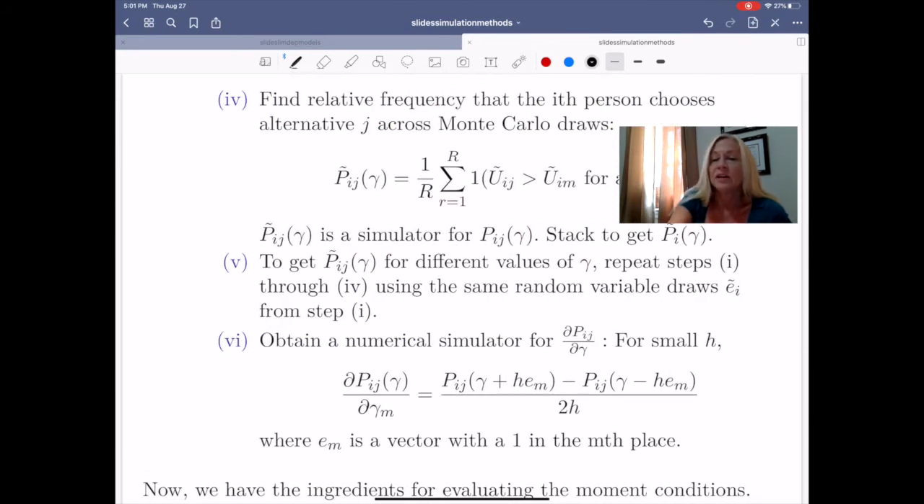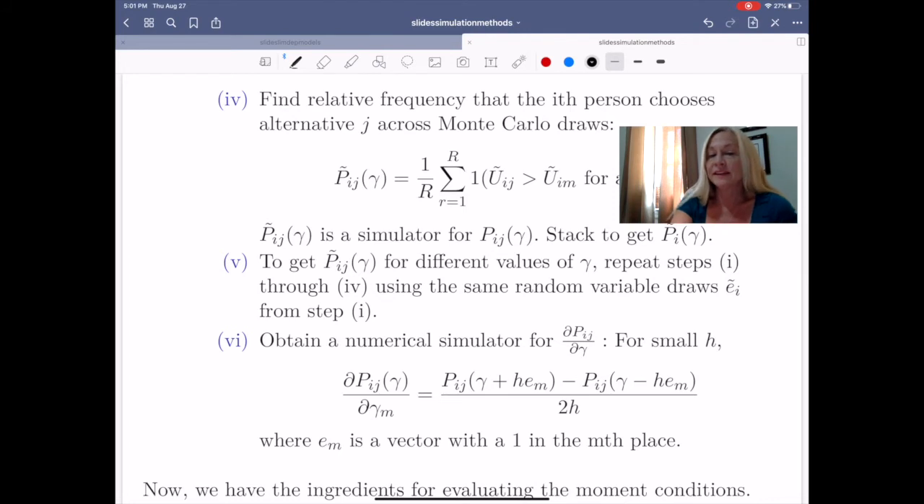Then the frequency estimator is you count up the number of times your simulation leads person i to make choice j. And you do that for each of the choices, so maybe 10% of the time they choose this choice, 80% of the time they choose some other choice. That's your simulation estimator for the probability that person i chooses j under those parameter values.